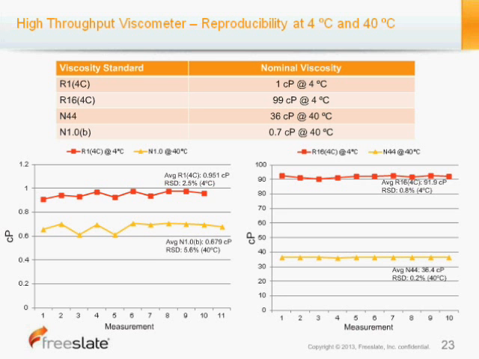You can see below the results of that comparison. If you look at the data, the reproducibility and accuracy of the high-throughput viscometer is very, very good.